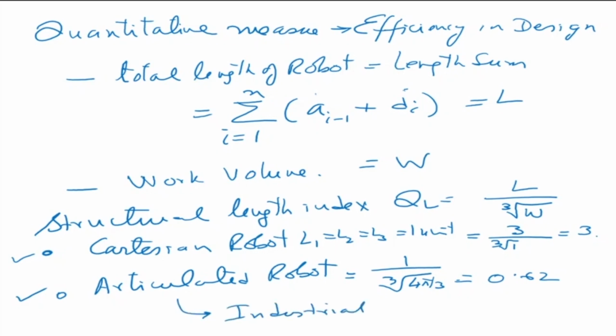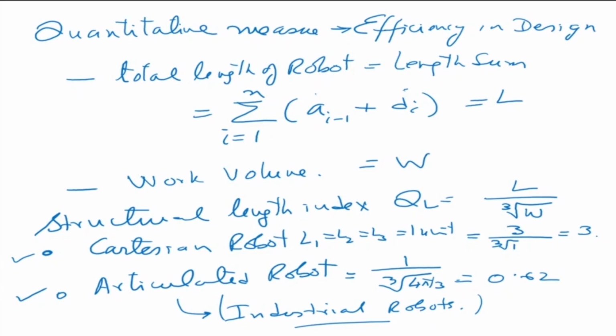Okay, because they do not have to carry very heavy loads, but they have to do different tasks. For example, spot welding, spray painting, there is not much load carrying associated, but you need to go into difficult places and you need to have a larger work volume. So industrial robots are essentially articulated robots. Okay, so this gives us an index to compare which robot is better than which one.